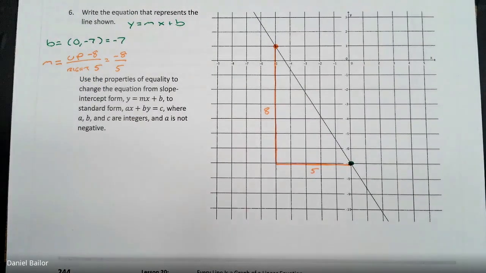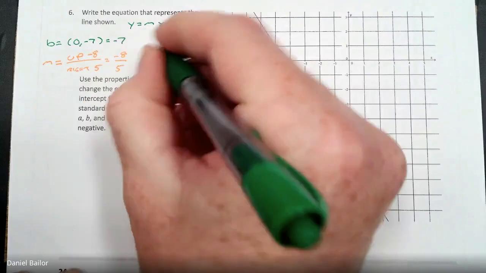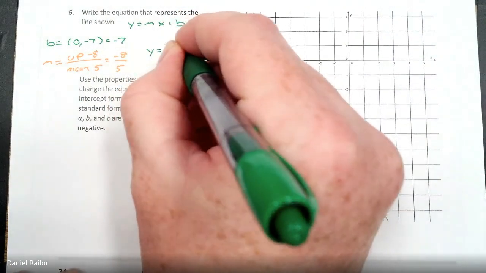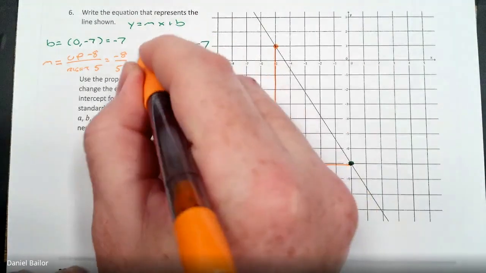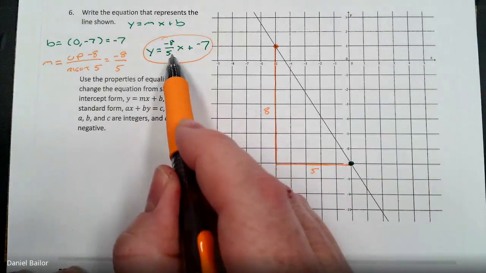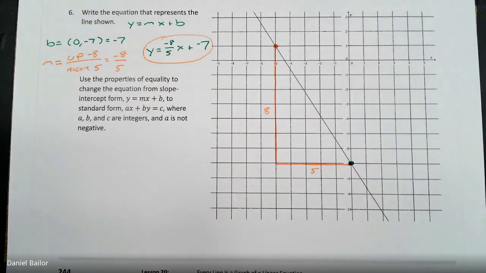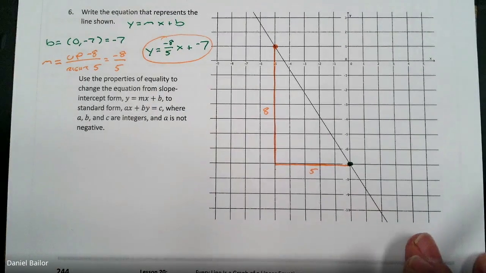So step 1, we found the intercept. Step 2, we found the slope. Now we substitute: y equals m, negative 8 fifths, x plus b, negative 7. And this line written in slope-intercept form is that, right there. Perfectly done. Hopefully you got the same one. But we're not done yet because the book also wants slope-intercept to be changed into standard form.